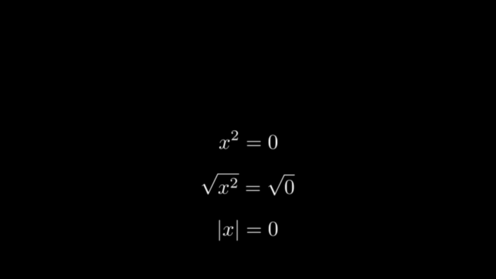This is because the square root of a squared term always gives the positive value, regardless of whether x is positive or negative. Since the absolute value of x equals 0, we can deduce that x must equal 0. This is because 0 is the only number whose absolute value is 0. No other value, positive or negative, would give an absolute value of 0. This solution, x equals 0, is actually what we call a double root of the quadratic equation.